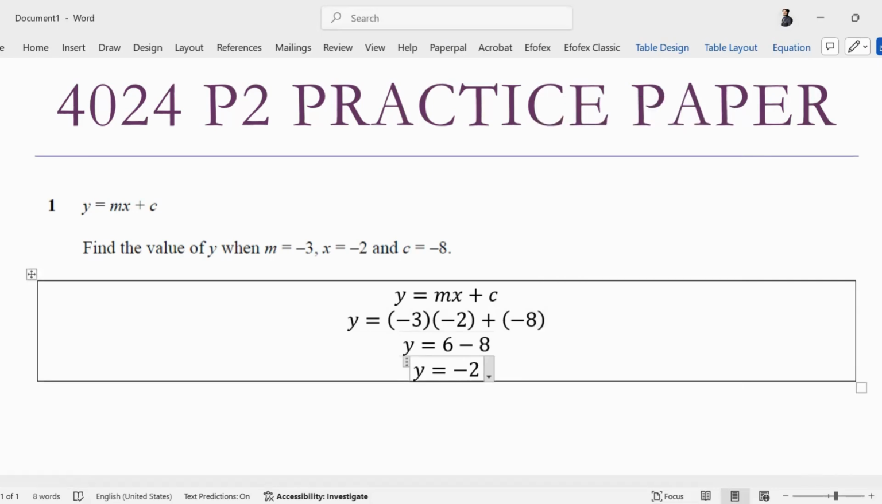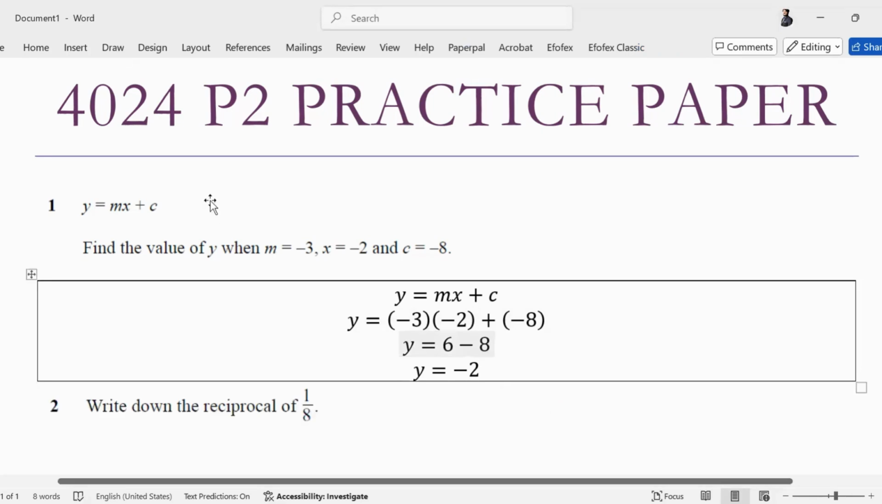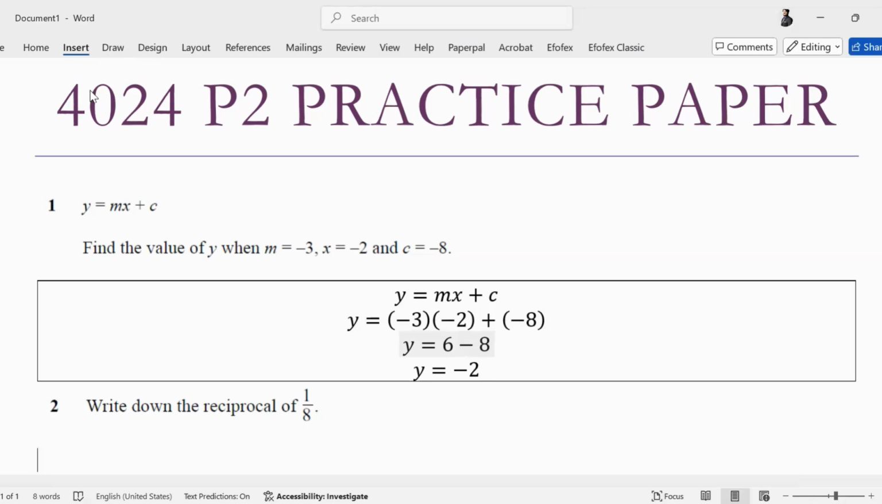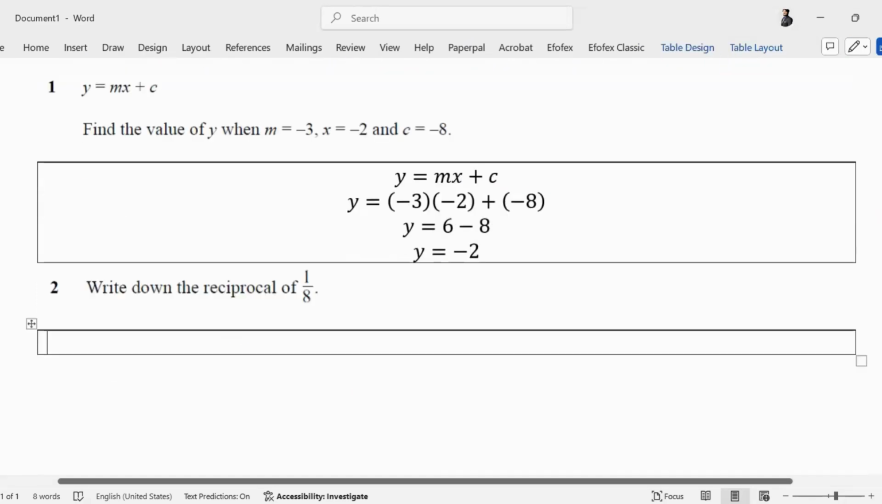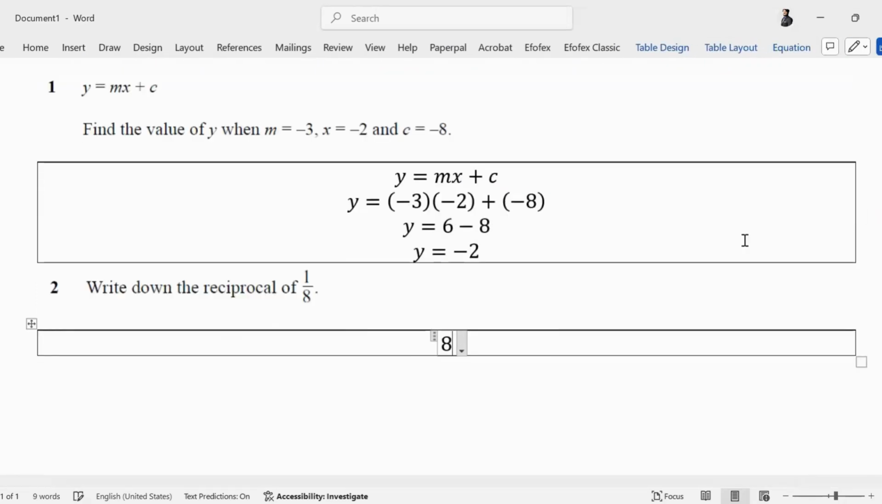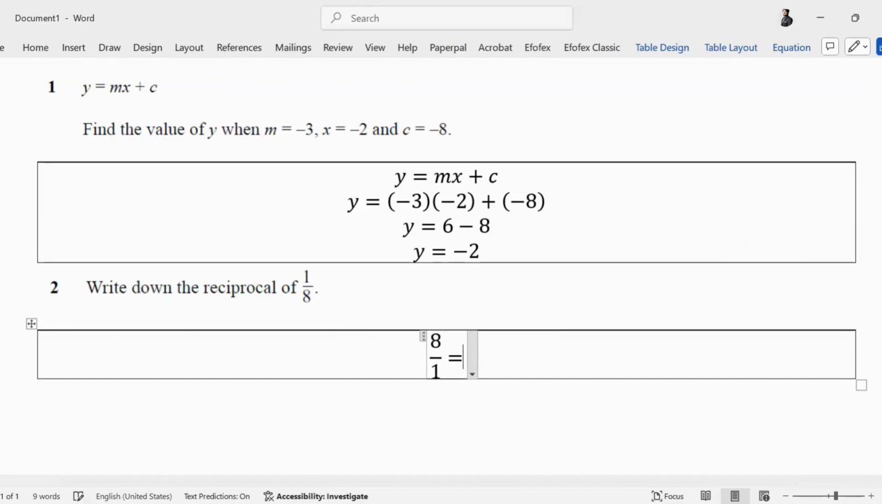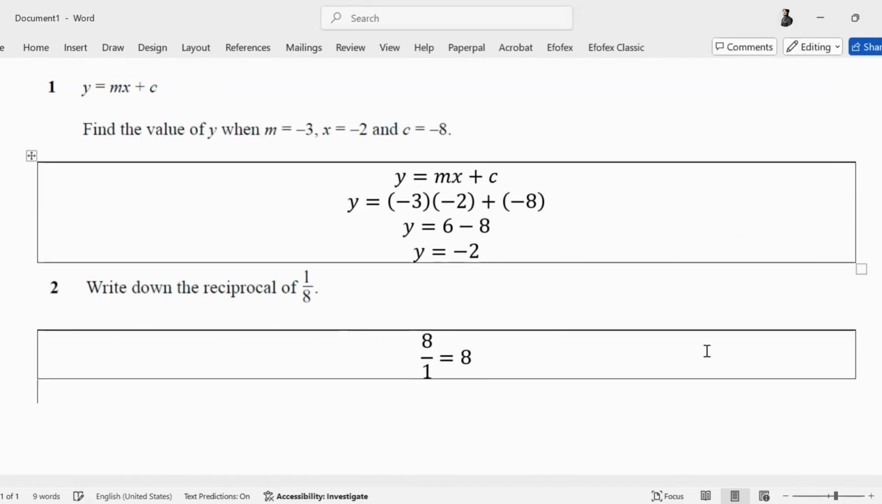Moving on to the next question, in which it is asking us the reciprocal of 1/8. So when we reciprocate, we switch the denominator and the numerator. So the reciprocal will be just 8/1, which is technically 8. So you can leave your answer as 8.